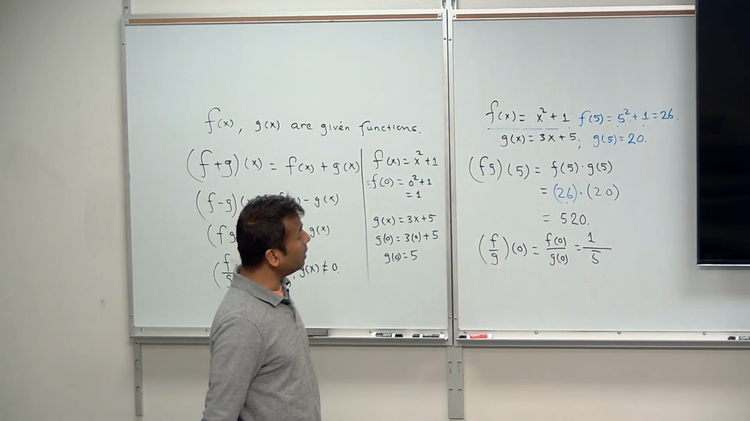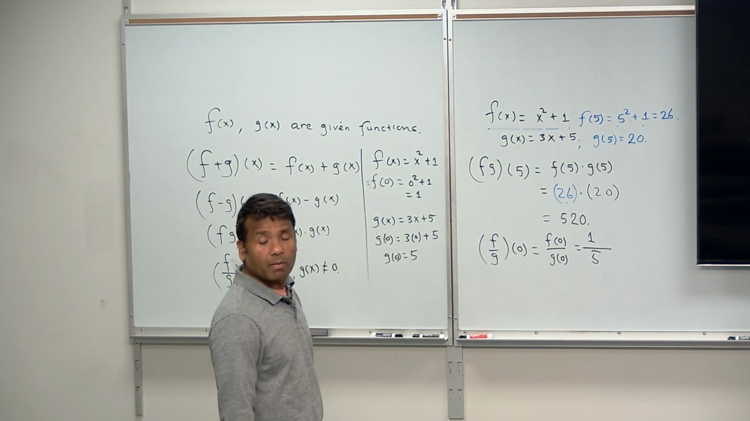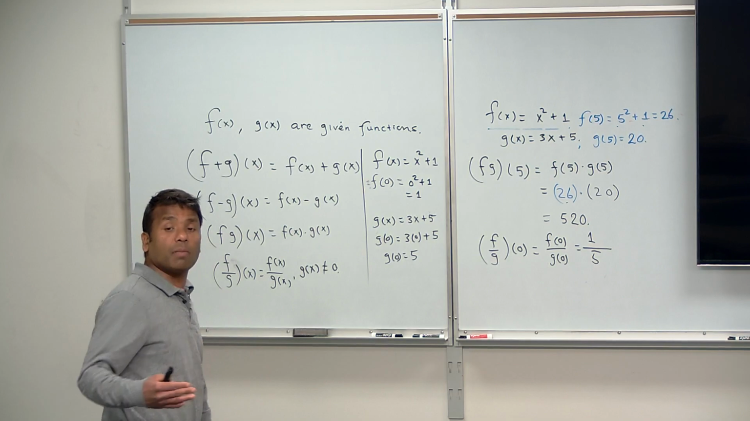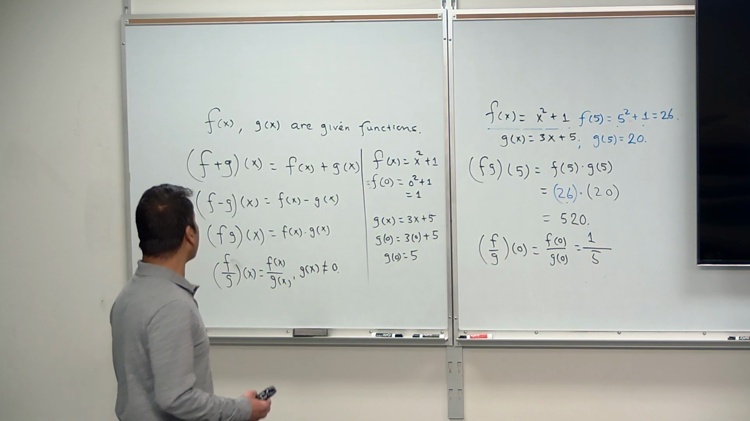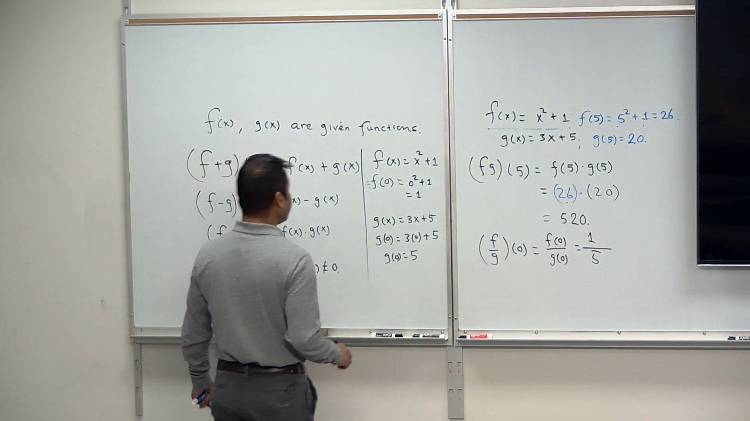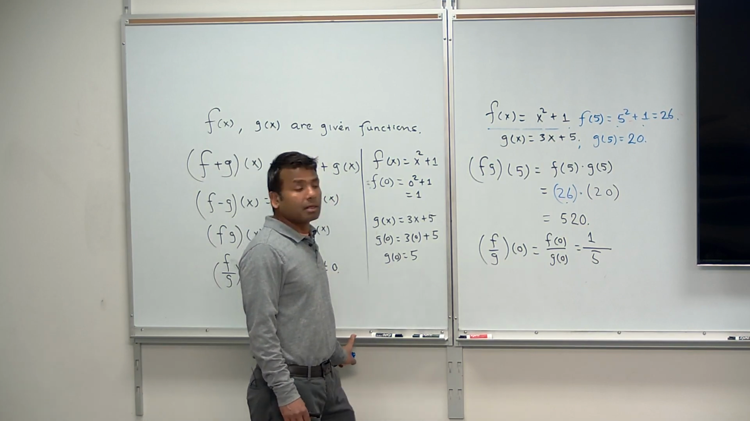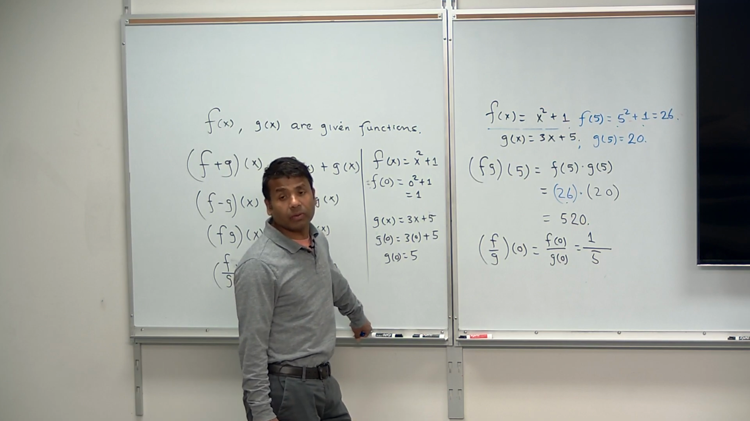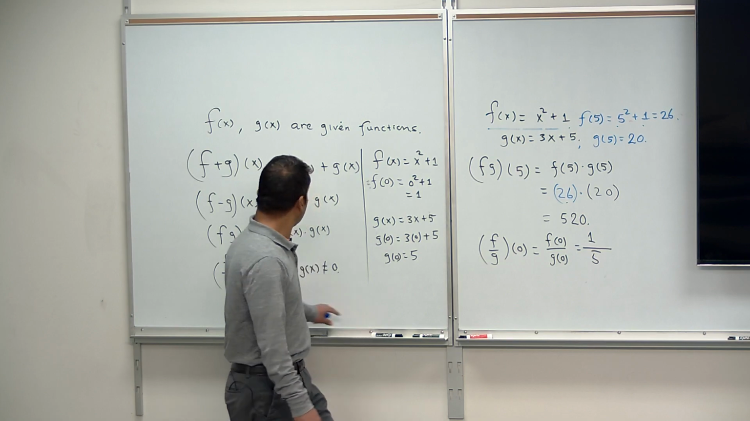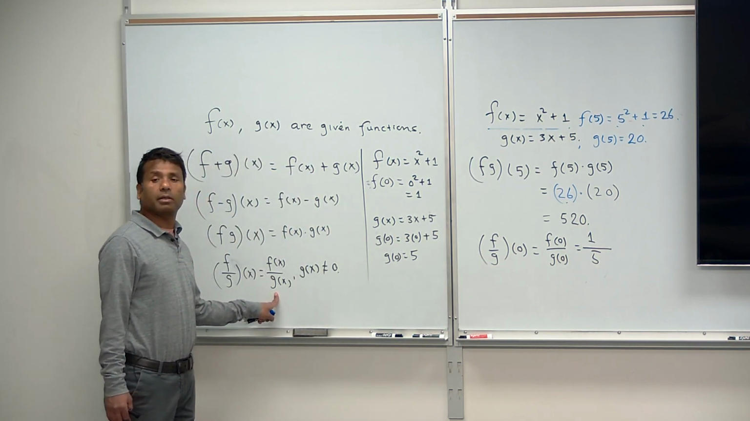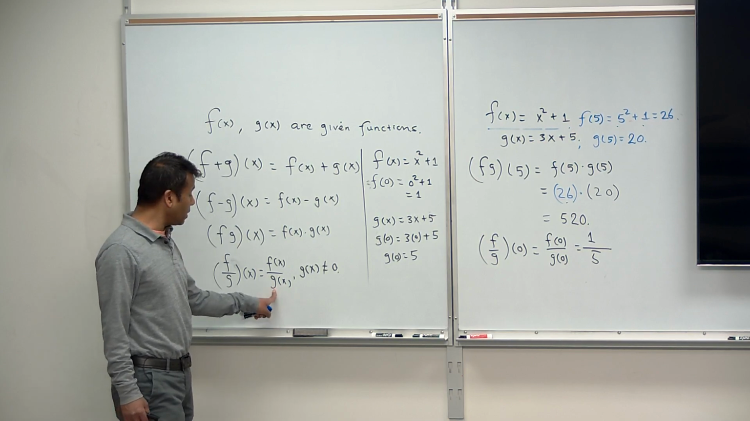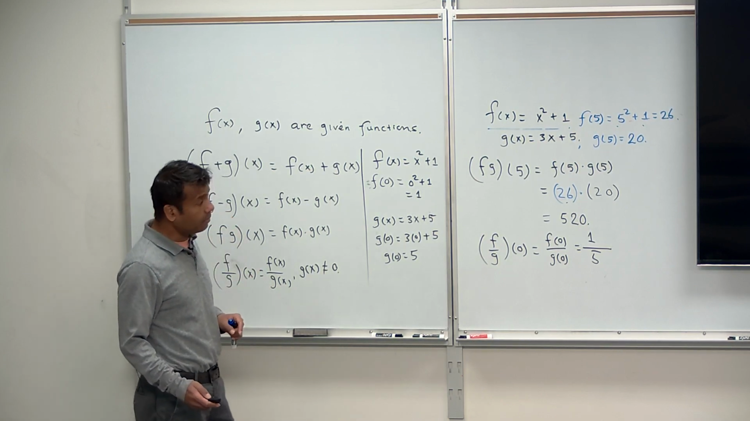So you have to understand this. The domain of f over g includes those real numbers in the intersection of the domains of f and g such that g of x is not equal to 0. Because if g of x is 0, it will be what? Undefined. Right? If you have a 0 in the denominator, that will be undefined.